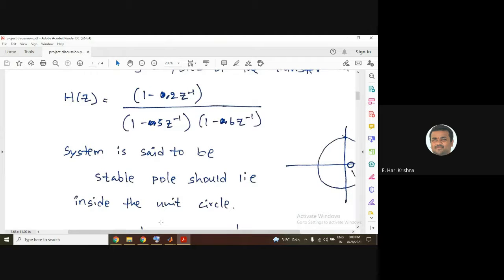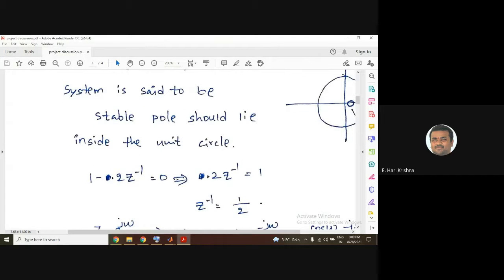If you consider continuous systems, generally it might have been discussed in control systems or signals and systems that the pole should lie on the left half of the S plane. So when it comes to digital systems, the pole should lie inside the unit circle.